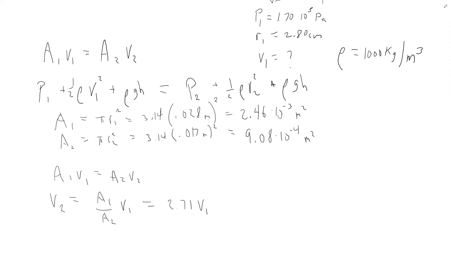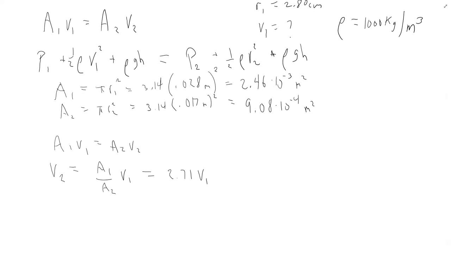Now it's time to plug that in to the Bernoulli equation, and then we'll have a Bernoulli equation that has only one unknown, and we can solve. So let's plug that in. Everywhere we see a V2, we will plug in 2.7 V1. I'll go ahead and substitute in the numbers that we have for the variables that are in the Bernoulli equation. So we have P1 first.